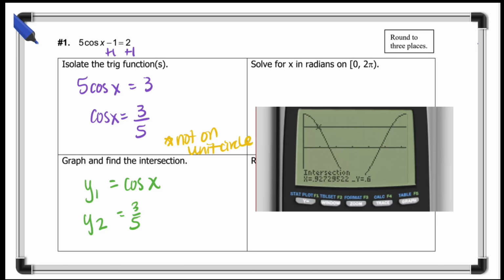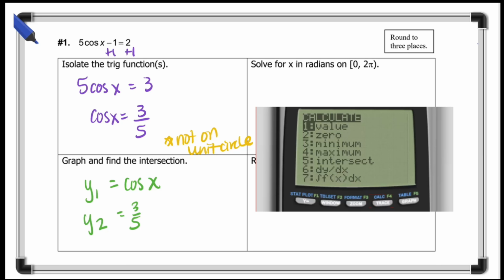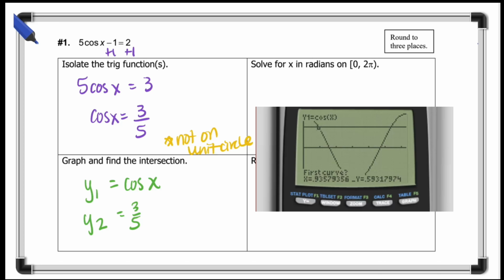And then to find the second one, you're going to have to press second trace again, and then go down to number 5 again. So you can sort of reset your calculator, and then you have to move that cursor over. So go to the right, and scroll all the way until you see that next intersection. So right about there. So enter, enter, and then guess, enter. And our next answer is 5.356. We'll round to 3 decimal places. So there you have your 2 answers when you're solving for x.